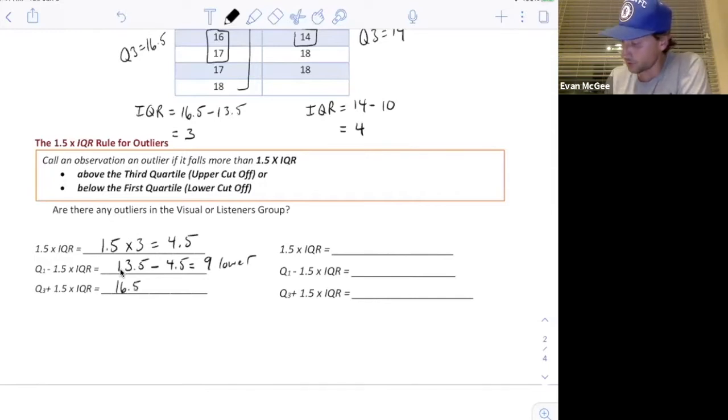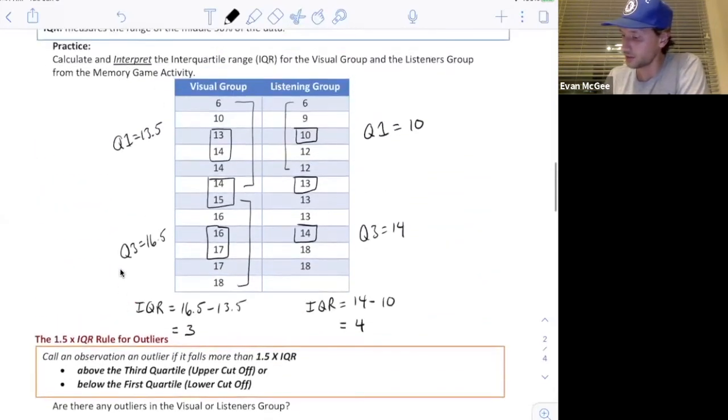16.5 is Q3, and we're going to add 4.5. So that's going to be 21, and that is our upper cutoff. So are there any outliers? Are there any values less than 9? Yes, 6 is an outlier.